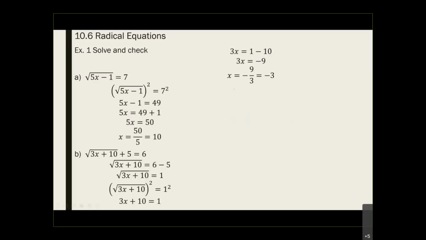But if you were to check this, everybody see right here, 3 times -3. If I put in 3 in this item right here, 3 times -3, everybody see that 3 times -3 is -9, which is -9 plus 10 will give me 1. And the square root of 1 plus 5 will give me 6. Everybody see that 6 is equal to 6.